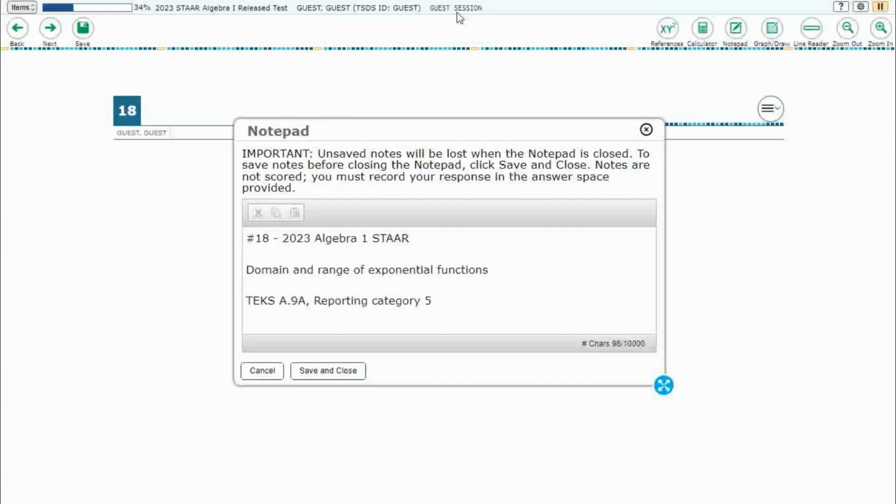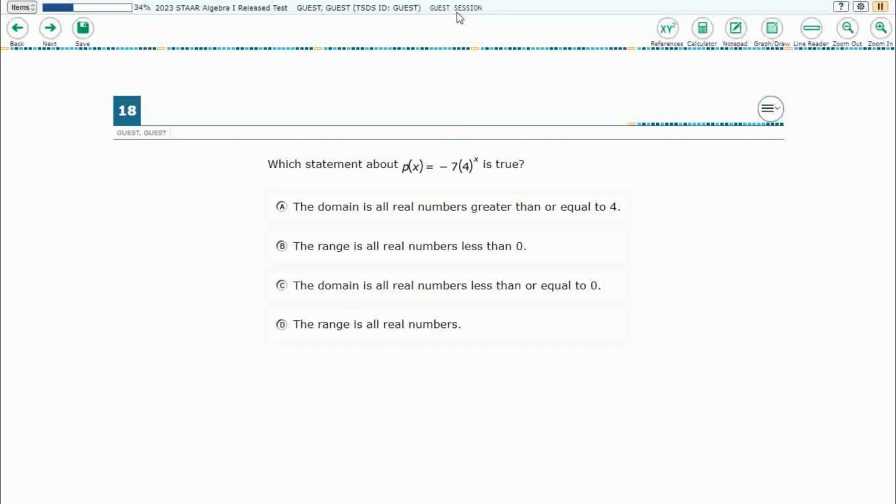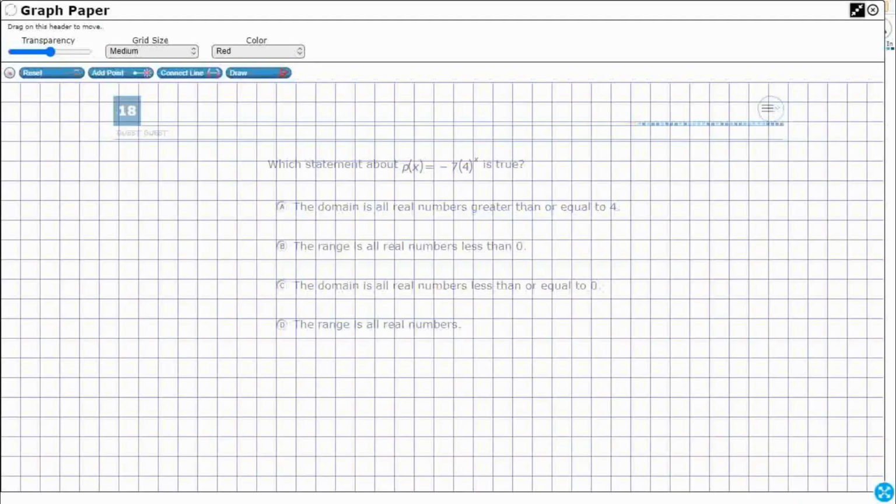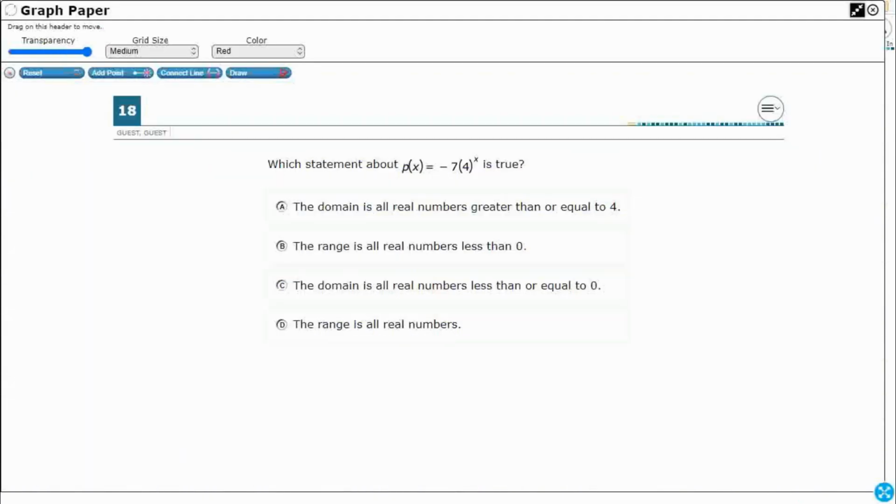For number 18, we're looking at the domain and range of exponential functions. This is TEKS 8.9a and reporting category 5. So we've got this exponential function. Hopefully we notice it because it's in that form that we're so used to, y equals a times b, and then we've got x as our exponent right there. So that's our clue that we're dealing with an exponential function.